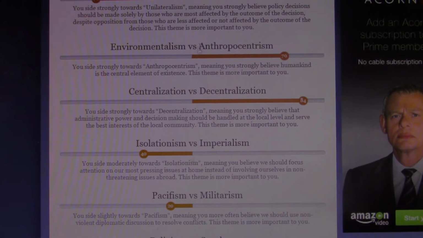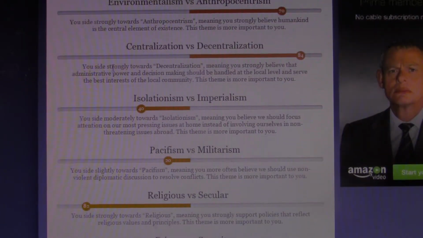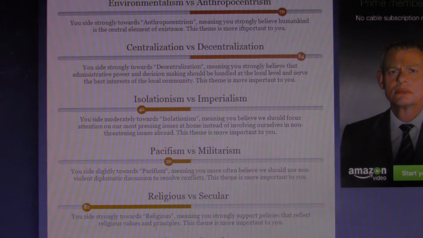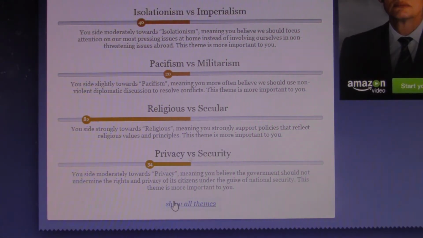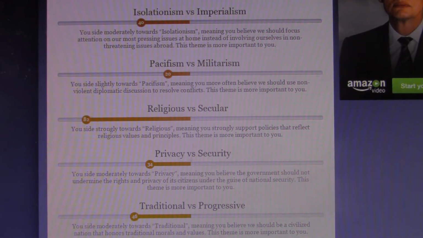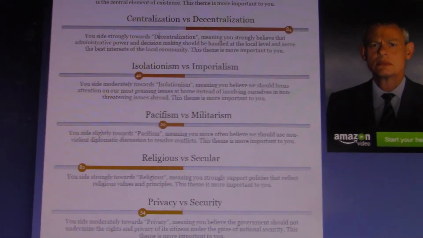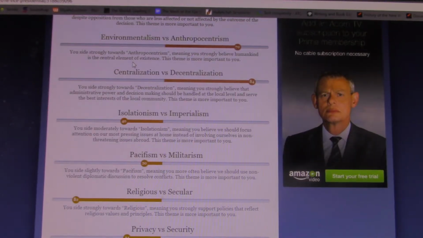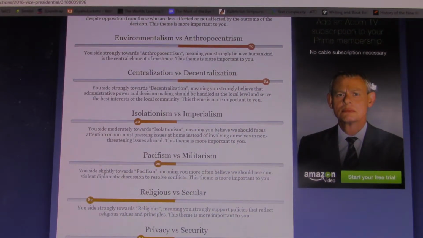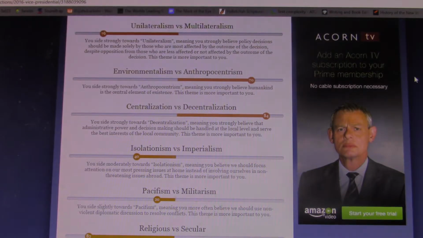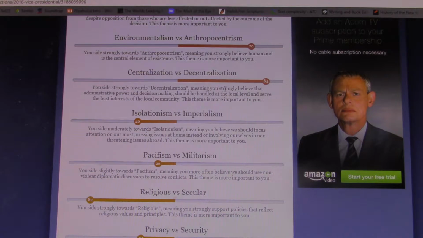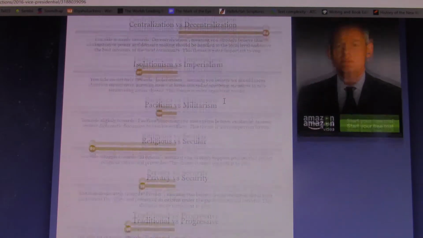In environmentalism versus anthropocentrism, I side with anthropocentrism, meaning I strongly believe humankind is a central element of existence, rather than the environment. Centralization versus decentralization, I side strongly towards decentralization. Who's this guy? Acorn DV. Anyway, so I strongly believe that administrative power and decision making should be handled at the local level and serve the best interests of the local community, and this theme is more important to me.